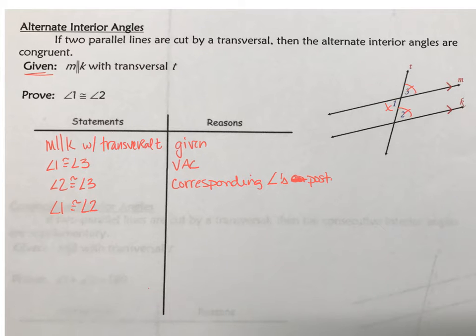And I want you to understand why that is. Notice up top, these first 2 statements, both of those angles are equal to angle 3, right? Both of those angles are congruent to angle 3. So really what we have here is a substitution. So instead of writing angle 3, I can write angle 2. So this is a substitution.